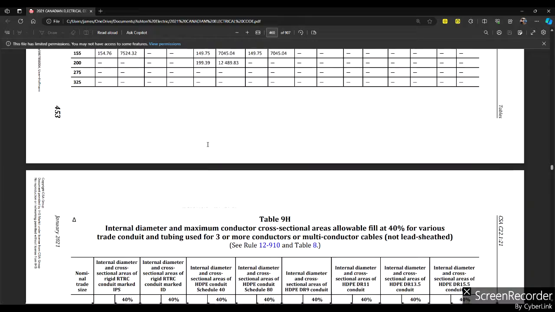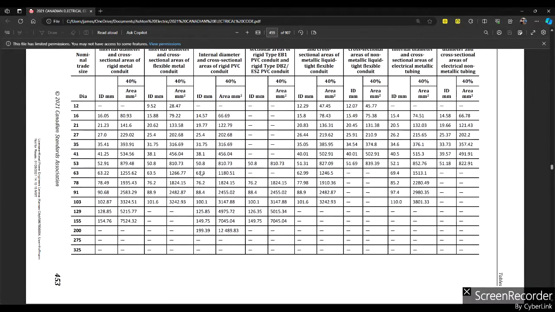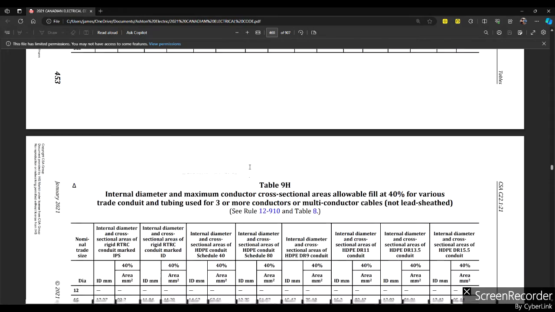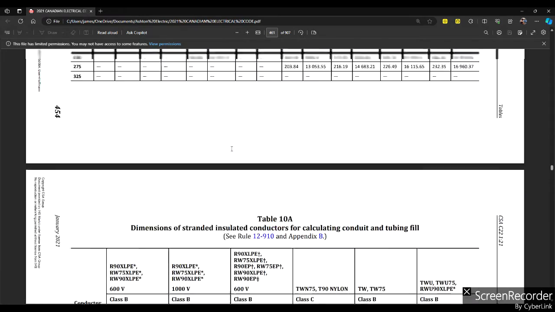So 9G, 9H, this is where you're going to be living quite a bit when you're doing these conduit fills, right? But other than that, the tables are exactly the same. The only difference is your percentage, all right?